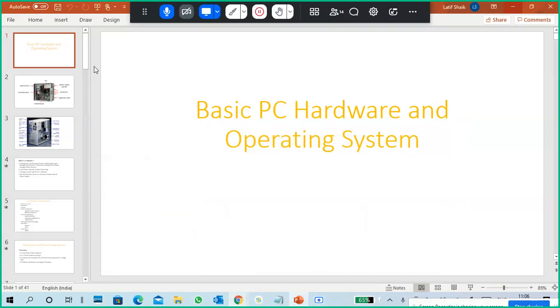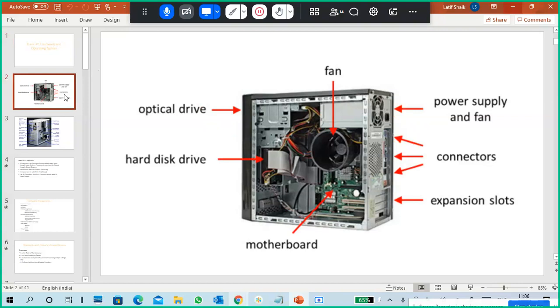Okay, so here it is. So your PC hardware, we can see. First of all, I'm not starting with definitions and all. I will put the definitions later. But look at this, it is a basic computer, right?